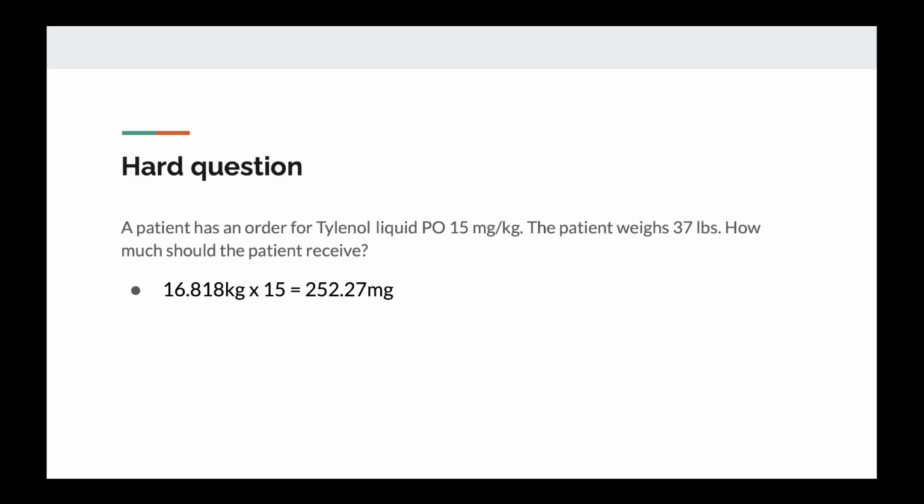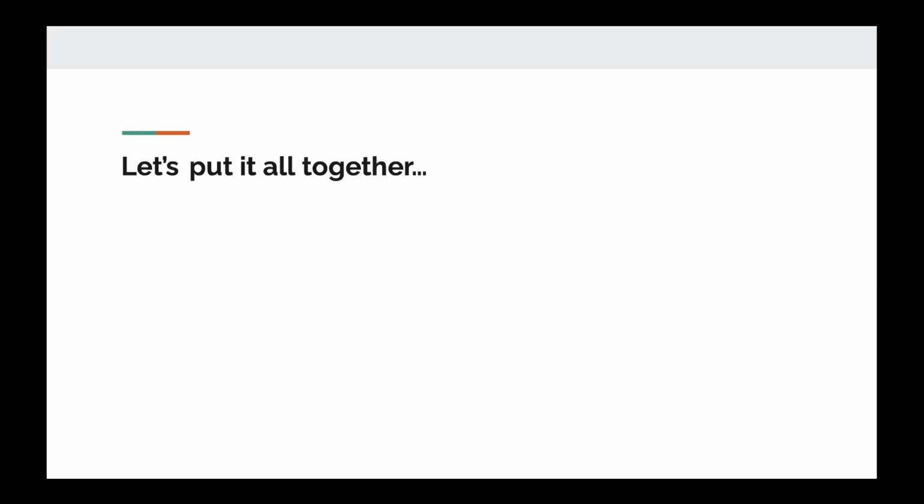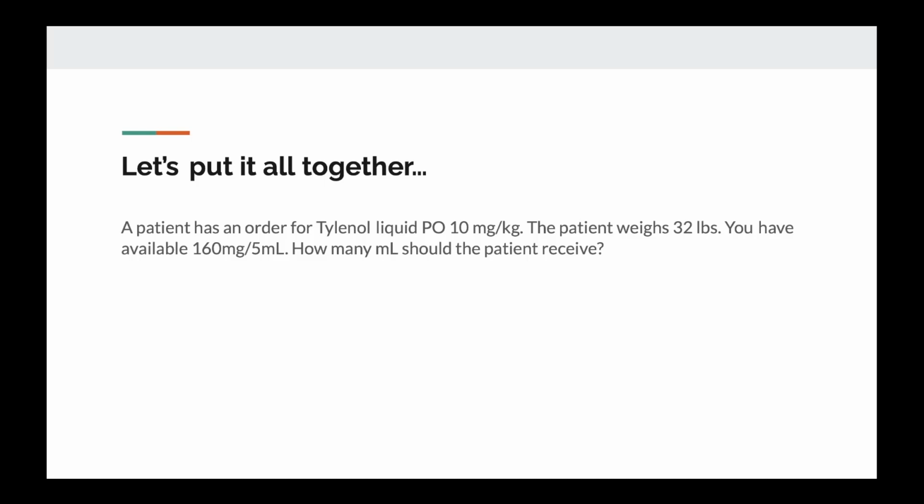Now, is this how your question is going to show up on the exam? If your professor is nice, then probably. But the way they more likely are going to do it is like this. A patient has an order for Tylenol liquid, 10 milligrams per kilogram. We switched it up there. The patient weighs 32 pounds. And you have available 160 milligrams in 5 milliliters. How many milliliters should this patient receive? So you see, we added a whole new dimension here.